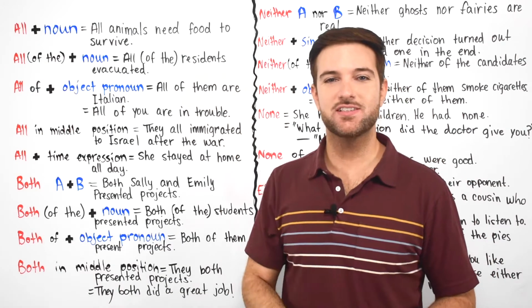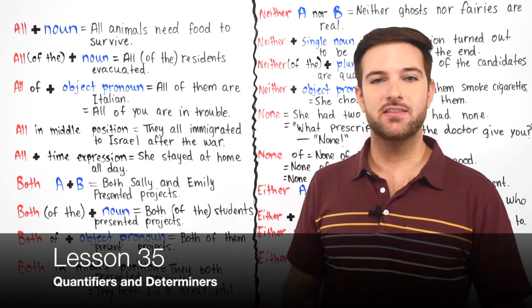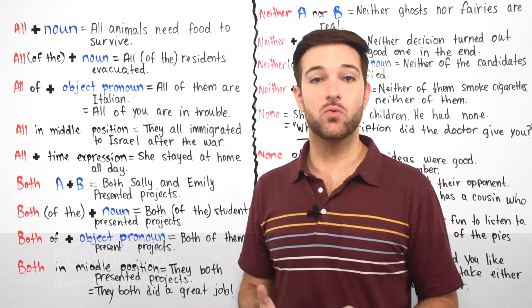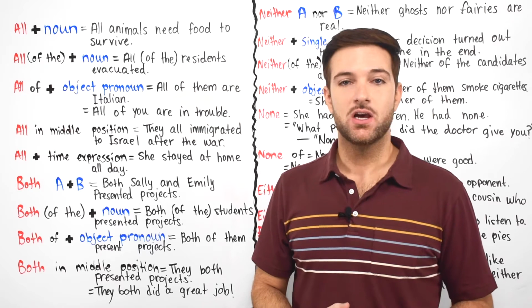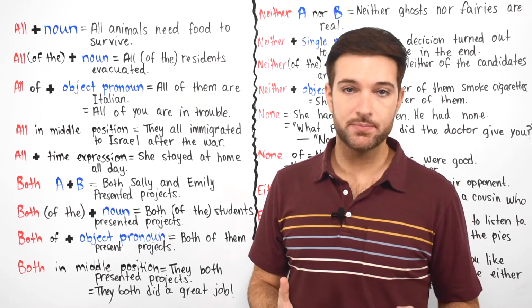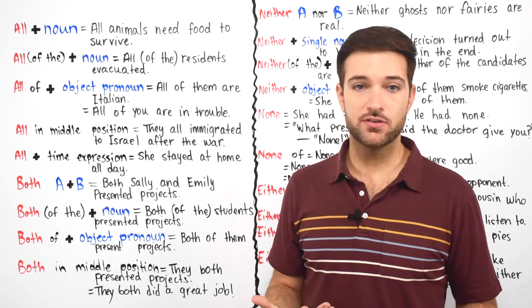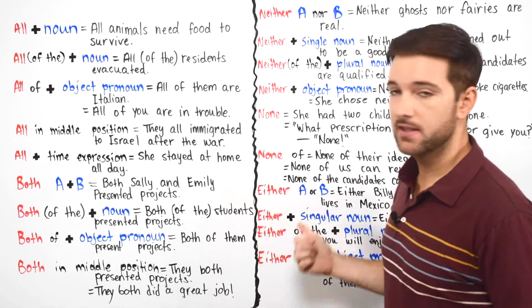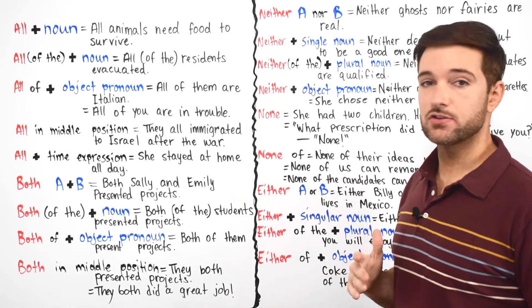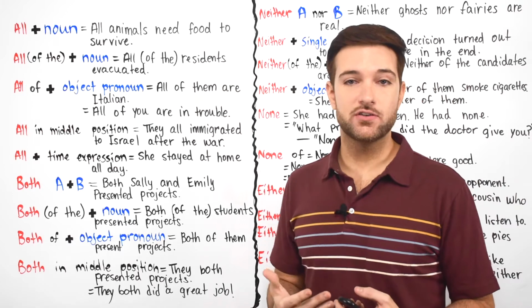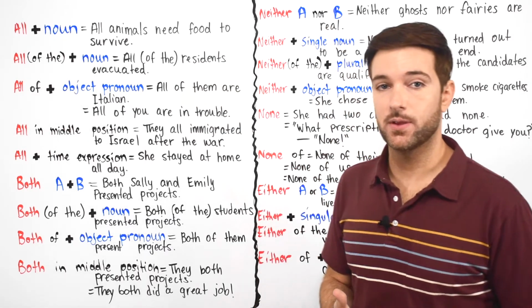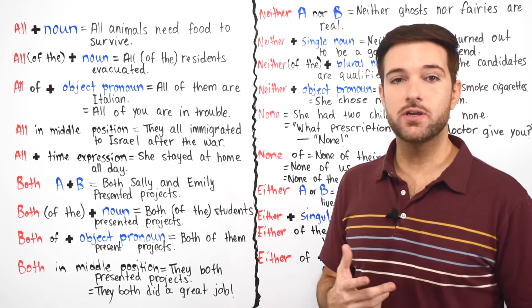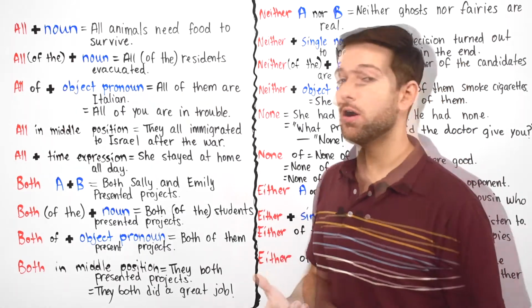Hi everyone, this is lesson number 35, and in this lesson we are going to be learning about words that are known as quantifiers and determiners. We're going to look at many examples today, and by the end of this lesson you're going to understand how the words function when you're talking about two or more things or even people. Okay? So firstly, we are going to look at the word all.